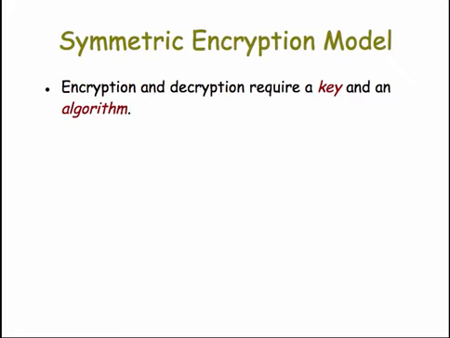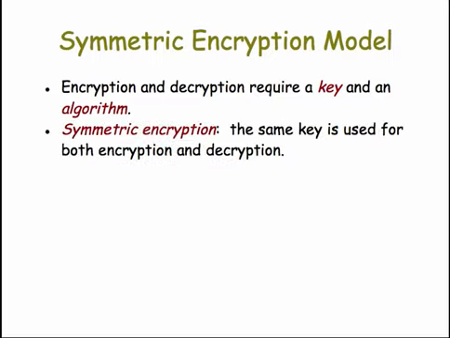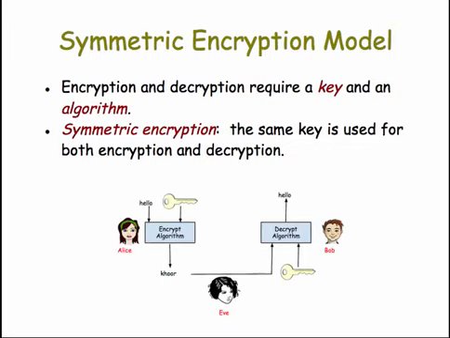We're going to be looking at what's called the Symmetric Encryption Model. Encryption and decryption require a key and an algorithm. Symmetric encryption occurs when the same key is used for both encryption and decryption. So this is a picture of the basic model we're going to be looking at.